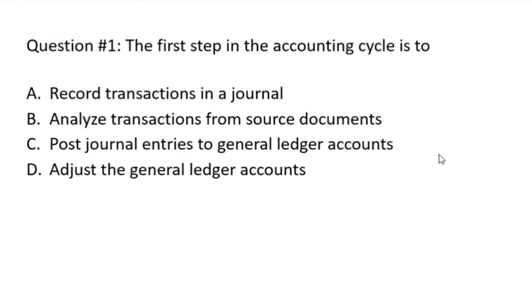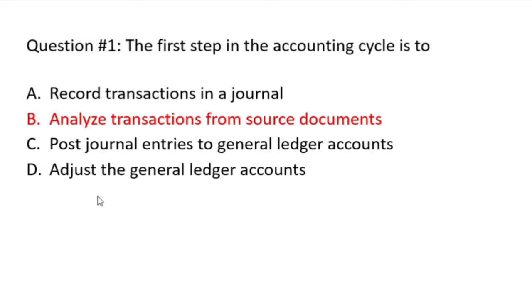The first step in the accounting cycle is to letter A, record transactions in the journal. Letter B, analyze transactions from source documents. Letter C, post journal entries to general ledger accounts. Or letter D, adjust the general ledger accounts. Dahil ang pinag-uusapan natin dito, transaction analysis, ang sagot dapat ninyo ay letter B.